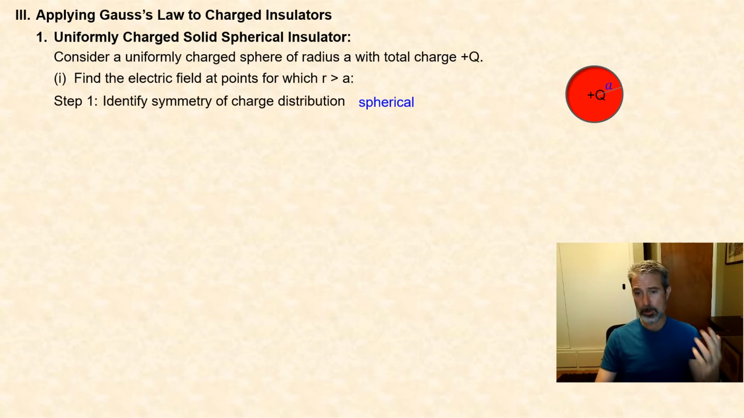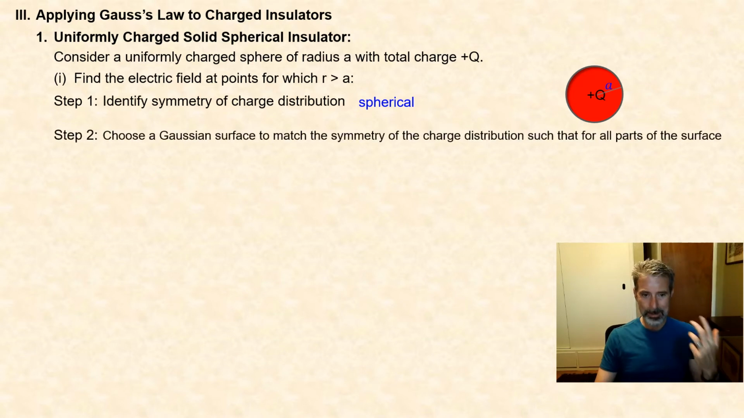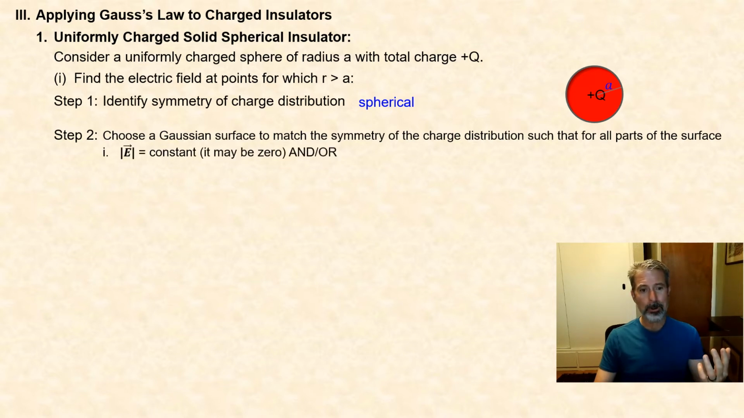Well, that's obvious, it's spherical. Step two, choose the Gaussian surface to match the symmetry of the charge distribution, such that for all parts of the surface, the electric field magnitude is either constant, or if it's not constant, then the electric field will be perpendicular in direction to dA so that none of the field penetrates the surface, in which case there's no flux for that part of the surface.